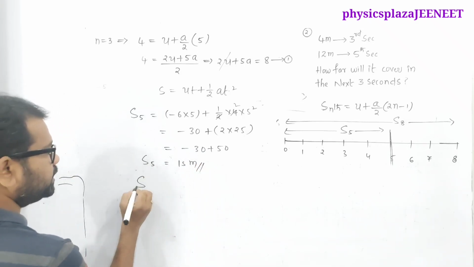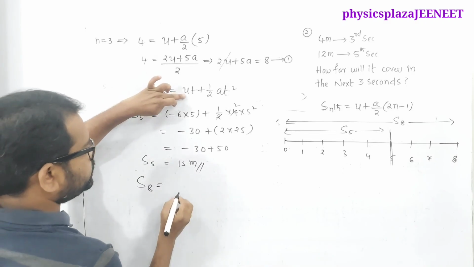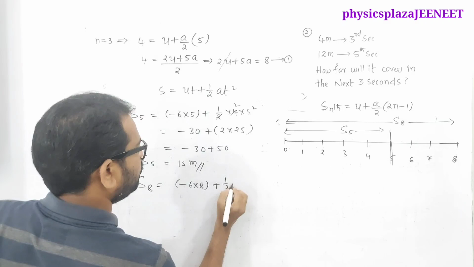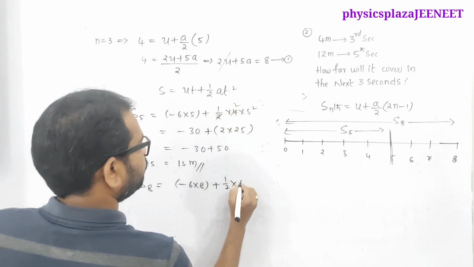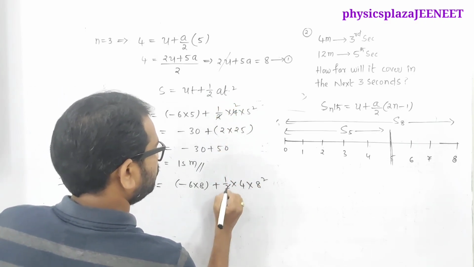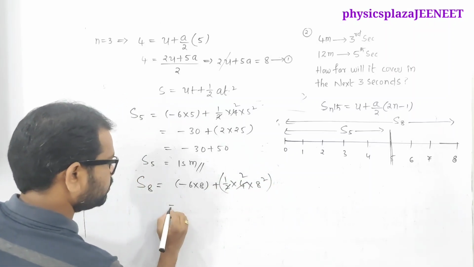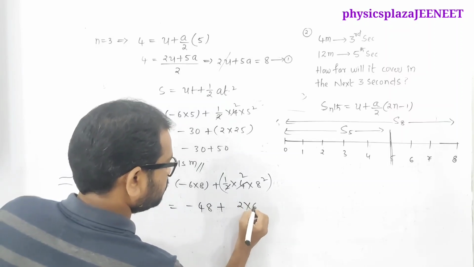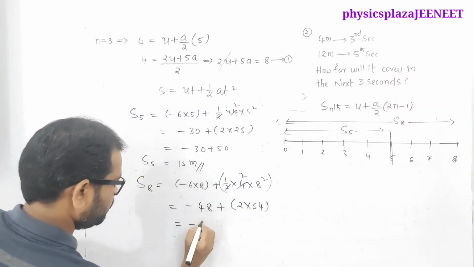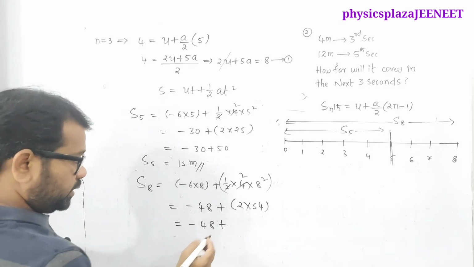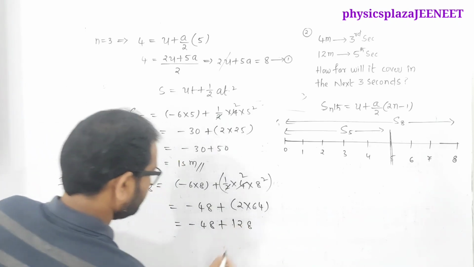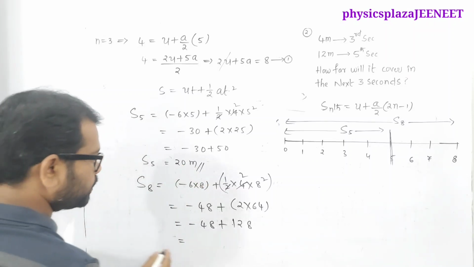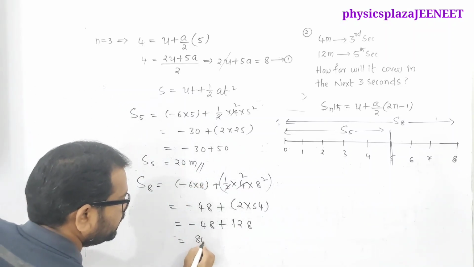Now I want to calculate the distance covered in 8 seconds. u is how much? Minus 6, into 8, plus half, a is how much? 4 we got, into t square, 8 square. 2 1s are 2, 2 2s are 4. Now this will be minus 48 plus 2 into 64. This will be minus 48 plus 64 2s are 128. So this is 80 meters.